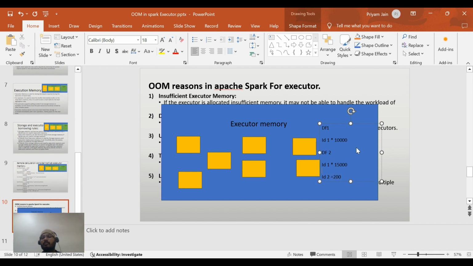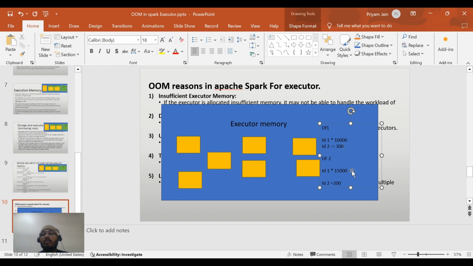Then here also in DF1, ID2 is like 300 records, right? Then ID3 some 400 records, here also 400 records. So you can see that for ID1 the data is unevenly distributed. The data is skewed, right?